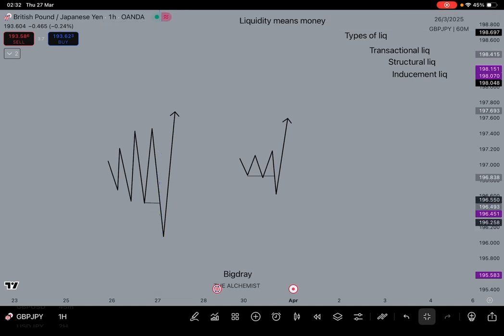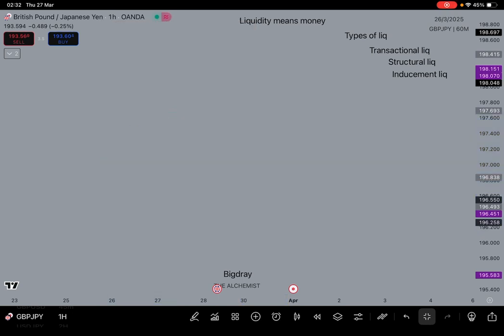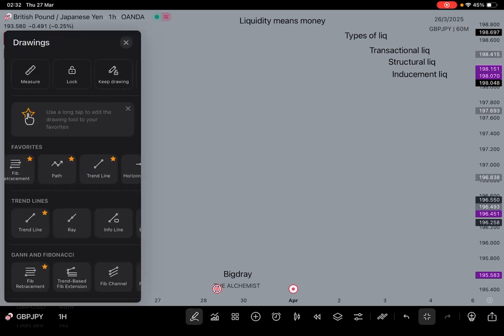Now let me break it down to you so that you will not confuse yourself in the market. I'll make everything simple. The more simple it is, the better. The more simple your trading is, the better. Let me just start from transactional liquidity.